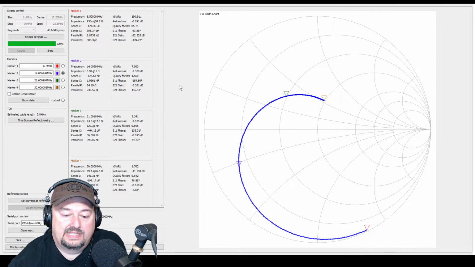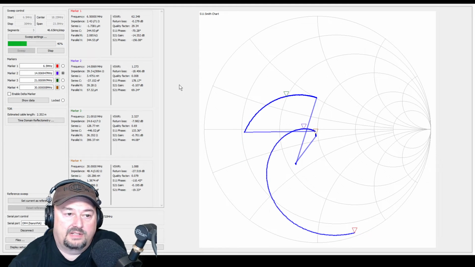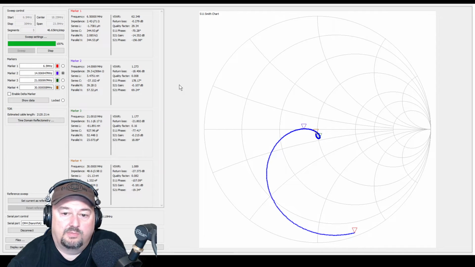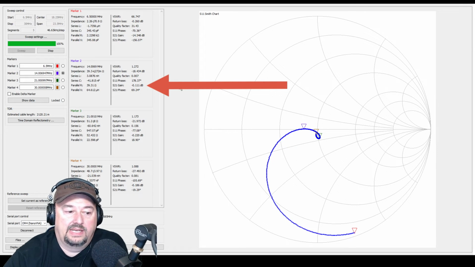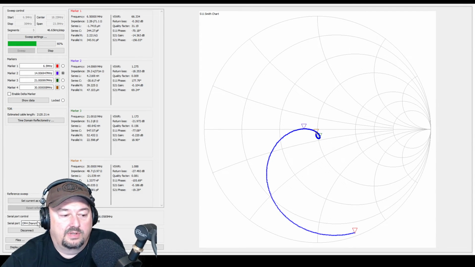But that's because this tuner isn't appropriately adjusted. So when we go back to our setting where our VSWR is 1.2, we can take a look and see our insertion loss is 0.108 and 0.109. Again, that's the S21 gain. Let me go ahead and turn that chart on.